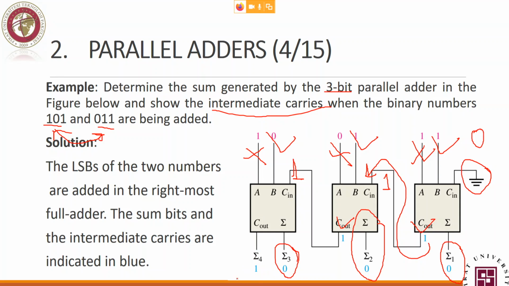How do we read the number? We read it this way. This is the MSB, okay? From here, the MSB is here: 1, 0, 0, 0. So we read this as the MSB, most significant bit, and this is the least significant bit, LSB.